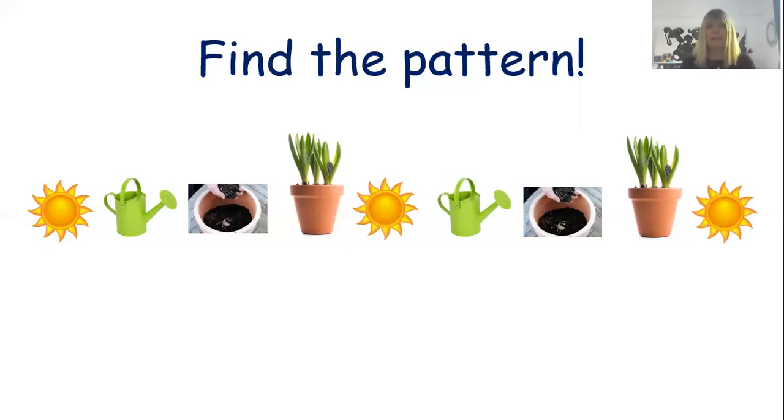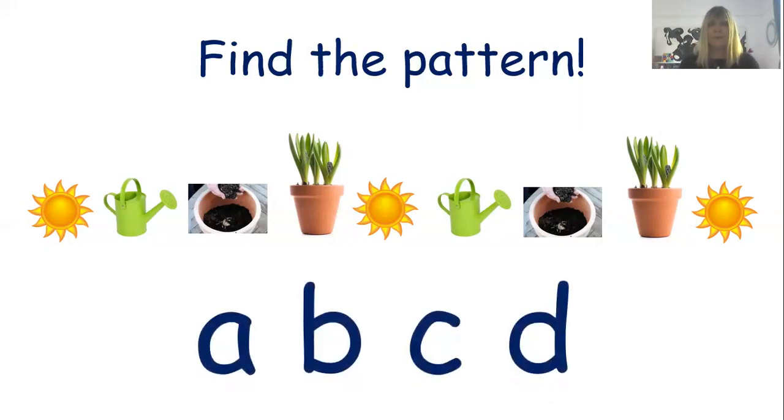Because this pattern we can now work out in terms of whether it's an A, B, C, D, E, F pattern. Let's think. Sun A, watering can B, soil in the pot C, plant D. Okay, I think it's a 4-way pattern. So A, B, C, D, A, B, C, D, A. Were you right? A, B, C, D pattern. That is the repeat of the pattern.